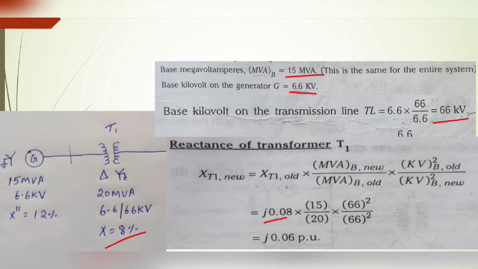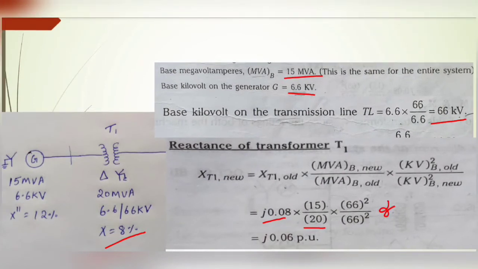The new values and old values of MVA is substituted, that is 15 and 20. KV base old value can be 6.6 kilovolt or 66 kilovolt. If the old value is transformer primary 6.6 kilovolt, then the new value is 6.6 kilovolt on generator, and if the old value is 66 kilovolt on transformer secondary, then the new value is 66 kilovolt on transmission line, which is equal to J 0.06 pu.